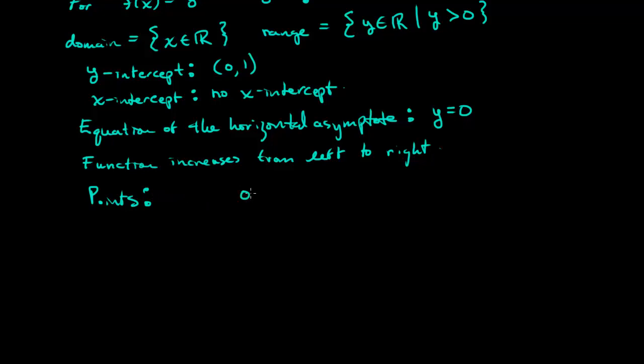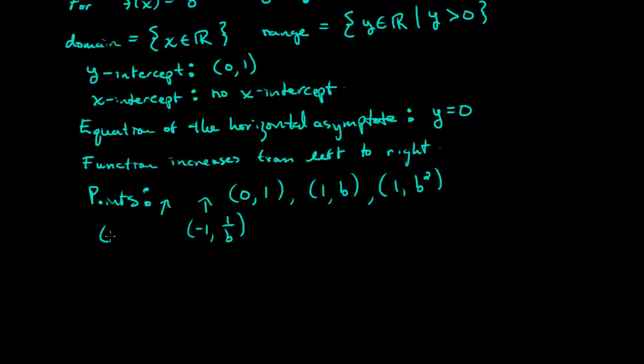So we've definitely got a point for our y-intercept, which is 0, 1. We've got another point at 1, b. We have another point at 2, b squared. And we have another point, if we go to the negative values, at -1, 1 over b. And we have another point at -2, 1 over b squared. In the next video, we're going to look at what happens when b is between 0 and 1.